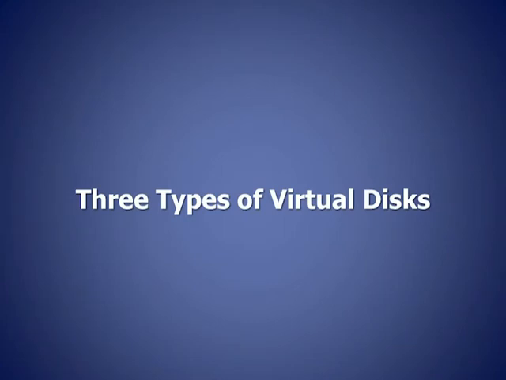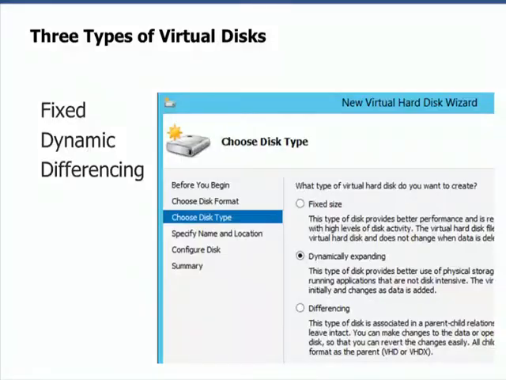Now, before we jump over to the Hyper-V lab, let's first explore the three different types of virtual disks that you can create. They are fixed, dynamic, and differencing. With a fixed virtual disk, it is what it is at the time that you create it. A fixed virtual disk would be used for your production servers because it's going to offer you the best performance.